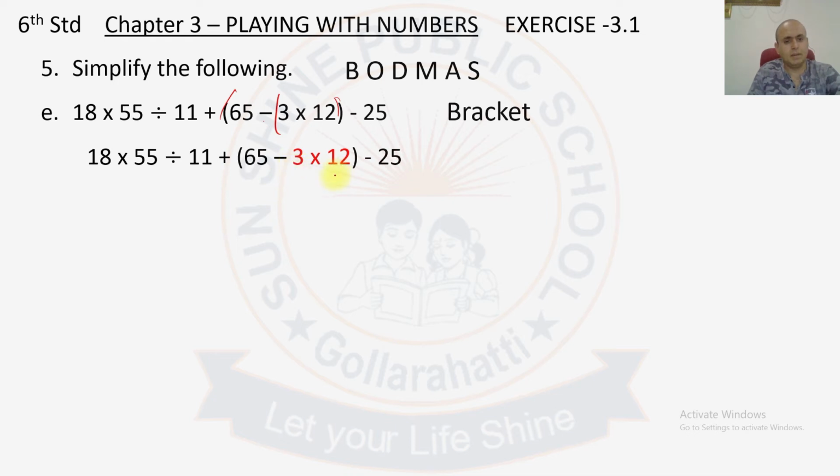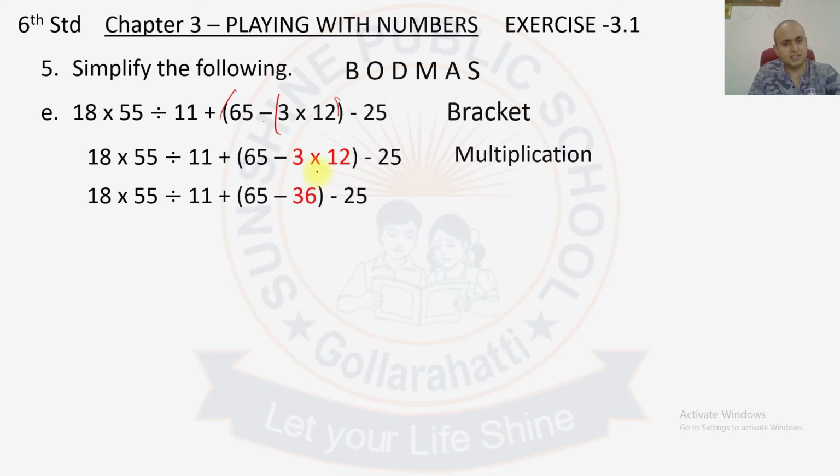So 3 into 12, multiply. The remaining numbers write as it is. Multiplication: 3 12s are 36. So you get 36 and write the remaining numbers as it is. Now solve this, 65 minus 36. Now you can remove the bracket by subtracting 65 minus 36. When you subtract you get the answer as 29. So 65 minus 36 is 29.